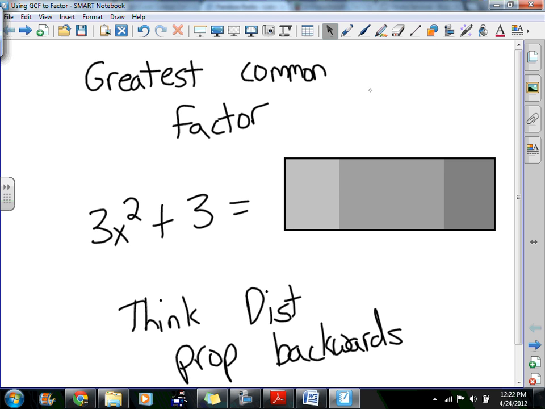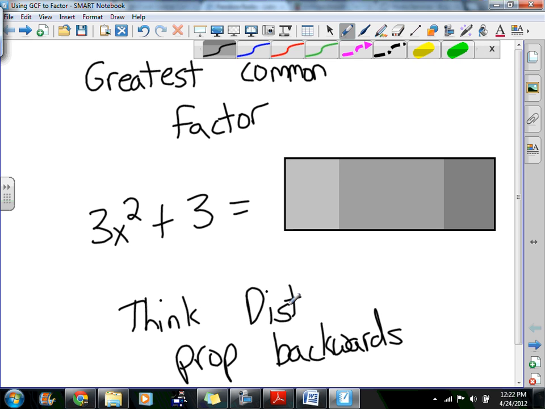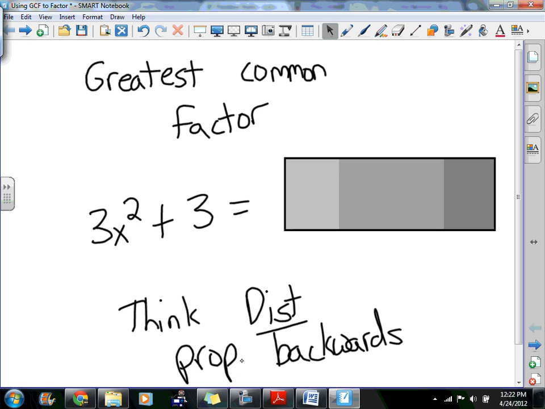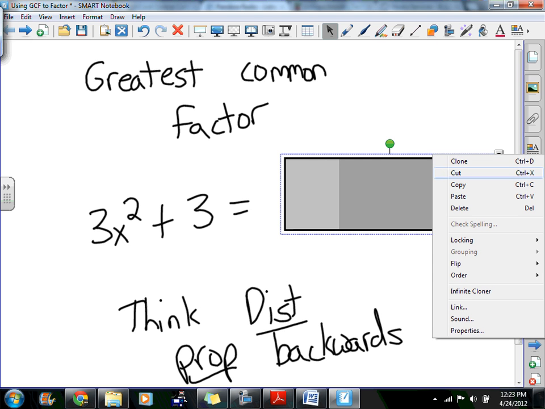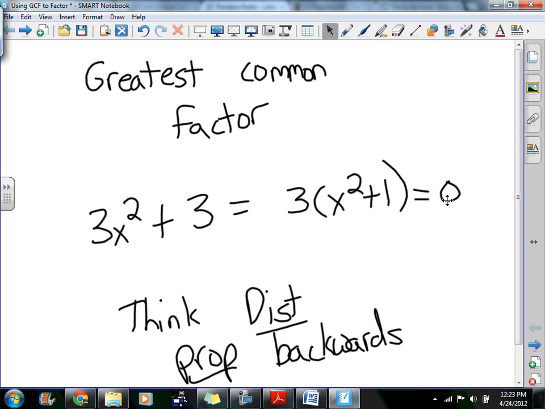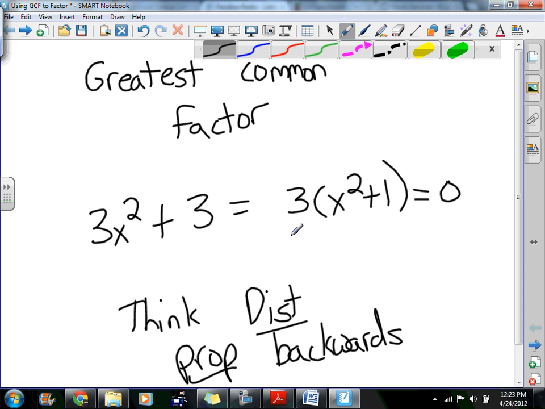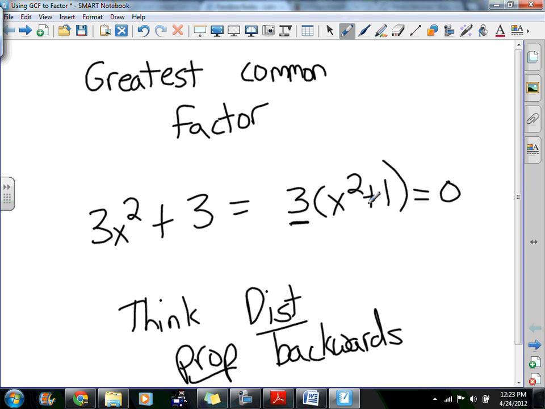So we are going to be doing greatest common factor. I want you to think of this as the distributive property but backwards. In the distributive property, we would always distribute a number in, and in greatest common factor, we're trying to pull a number out. So here's an example. We have 3x squared plus 3, and we're trying to pull out the greatest common factor that we can. I noticed that the first number and the second both have a 3 in them, so I pulled out a 3 from each term.